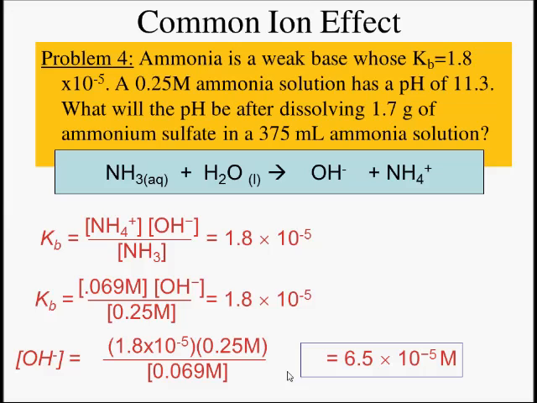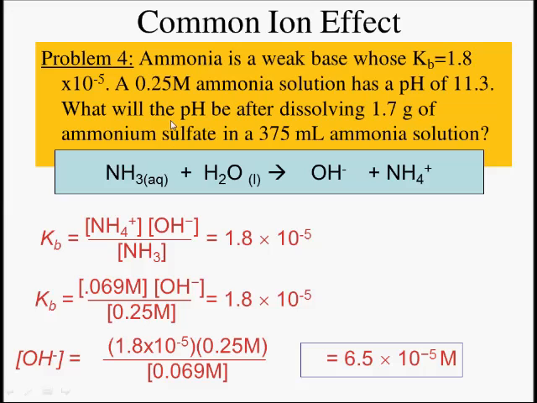And earlier in the IC chart, we had our question mark. We had our 0.069 plus X. Well, if you add 6.5 times 10 to the negative fifth plus 0.069, and then round your answer to sig figs, it does not change it. So our assumption there was correct and safe.